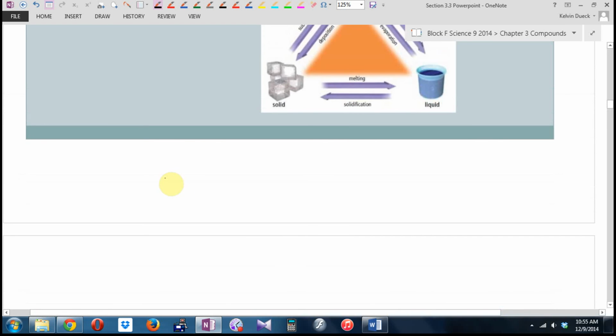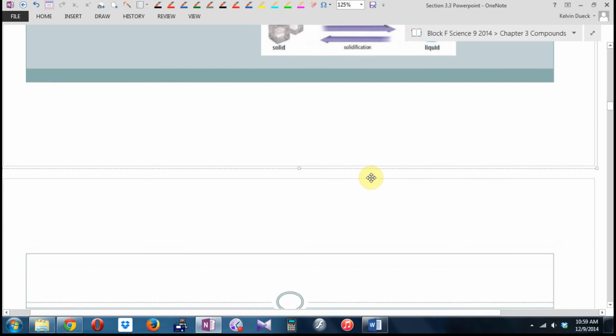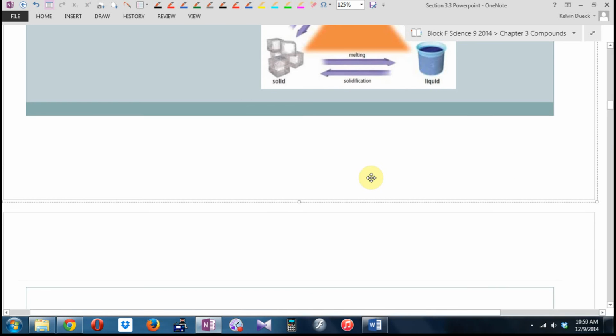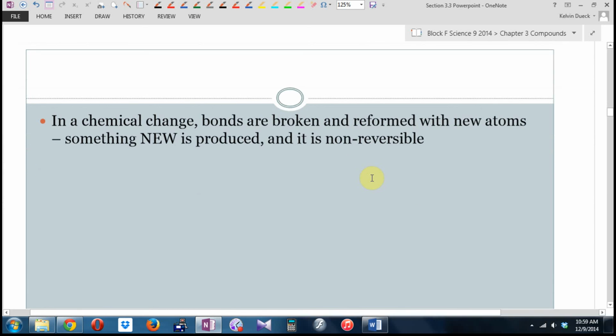Mr. Dueck, I think, has kind of a neat example. Here's a physical change. So you ready? So there was a great example of a physical change. In a chemical change, bonds are, here's your words to underline, broken and reformed. You with us, Dan? Yes. Okay, you zoned out there. With new atoms.